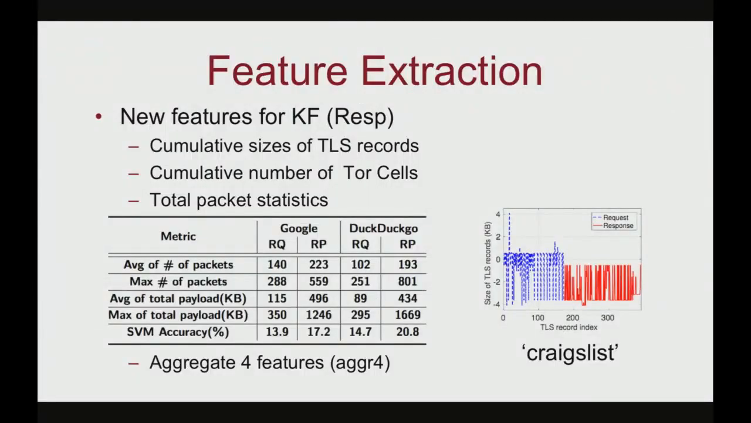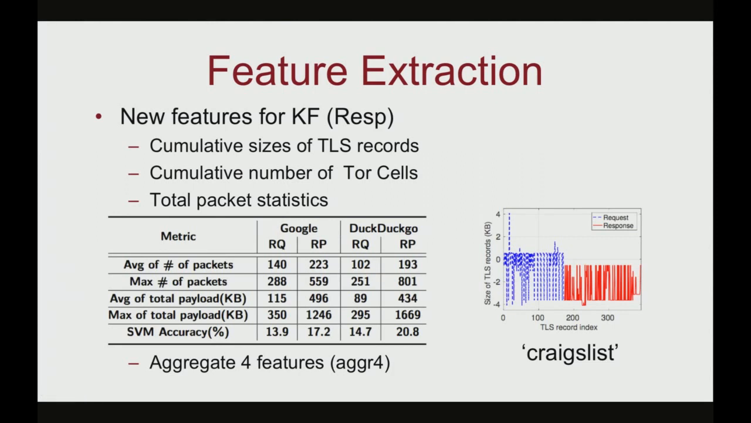For new feature sets for keyword fingerprinting, we found that all keyword traces include a giant sequence of incoming packets at the end of the trace. We name it the response, because we assume that these are the incoming packets of web-embedded objects in the document file. For the remaining part, we call it the request. We ran the SVM classifier on these two different portions, and we found that focusing only on the response portion gave us better results, around 70% for Google and 21% for DuckDuckGo. But those are not enough.